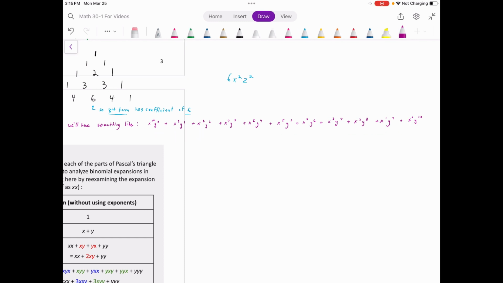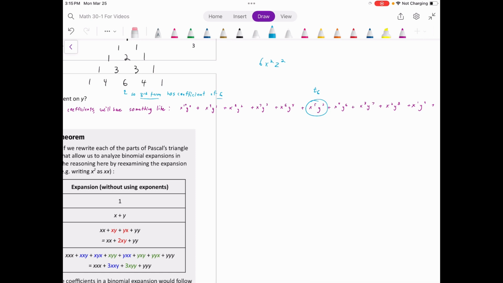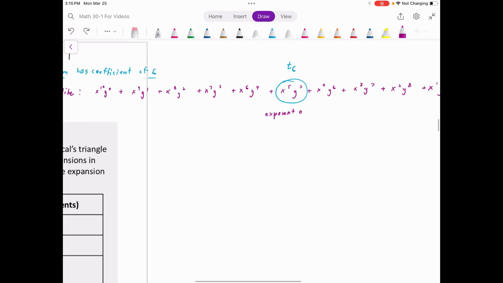So if we look at the sixth term here, first term, second term, third, fourth, fifth, sixth. That's the sixth term, what we would call T6. T for term, 6 for 6. It's the sixth term. So the exponent on x will be 5 in the sixth term. The exponent on y will actually also be 5.